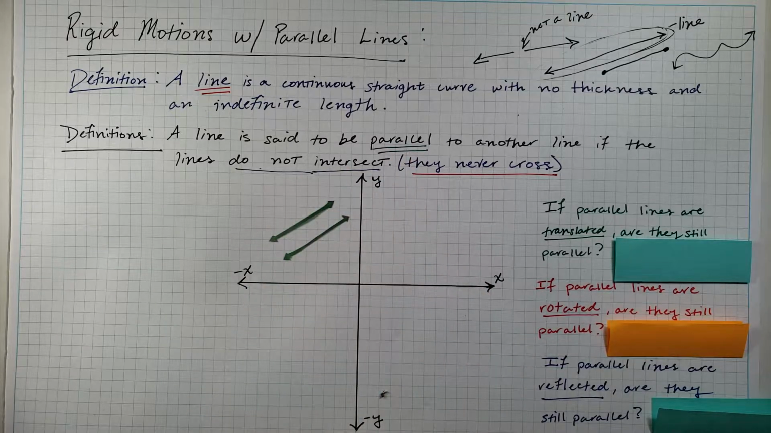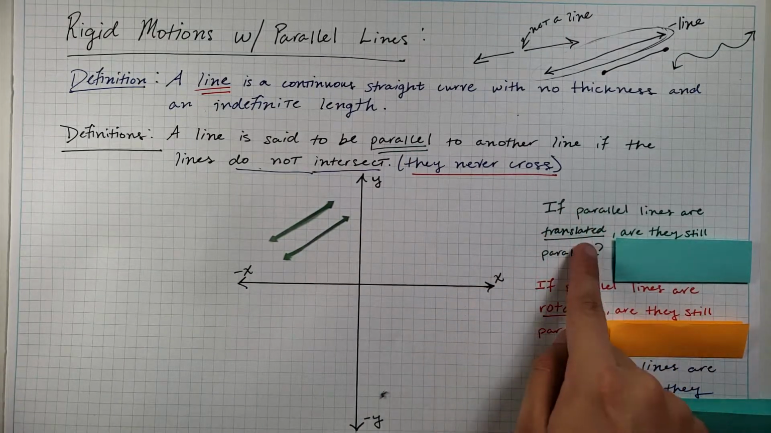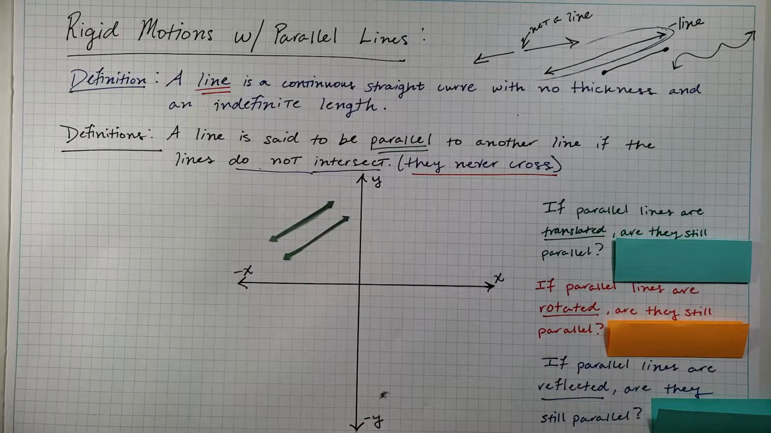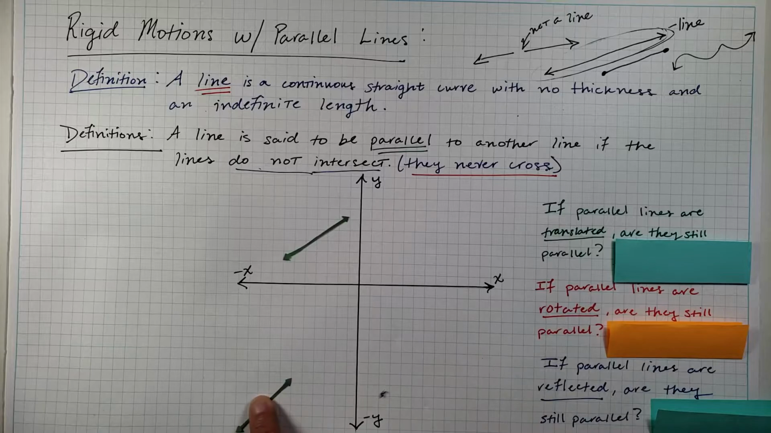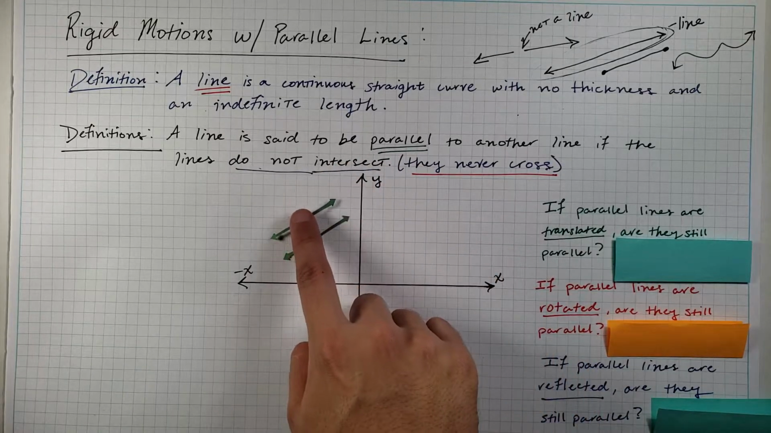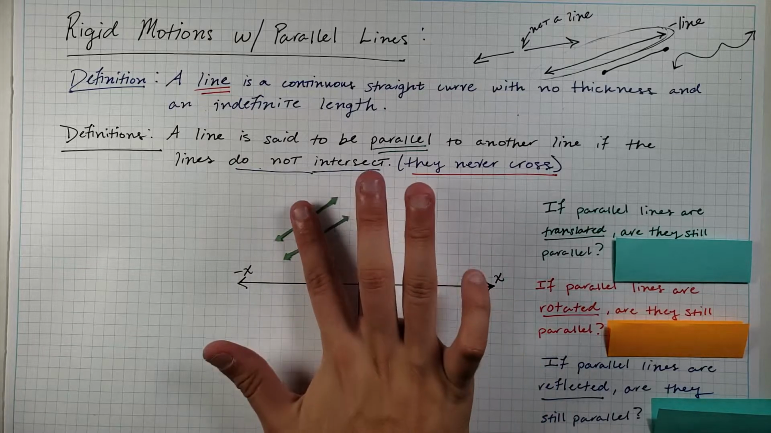So let's start off with translations. All right, so what does translations mean? Translating parallel lines just means we're going to be sliding the lines. And when we slide the lines, we're going to slide both of the lines at the same time, not one at a time. We're not going to be doing this, okay? We're going to be doing both of the lines. So let's go ahead and translate these lines to the right. Let's see what happens.